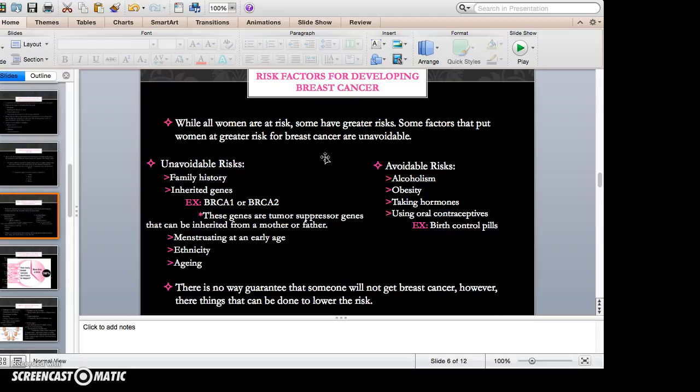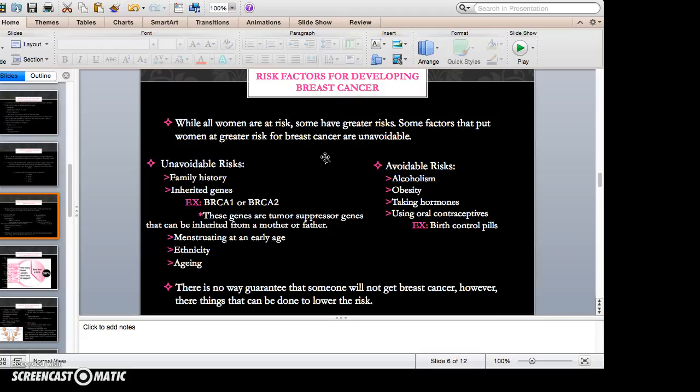While all women are at risk for breast cancer, some have greater risks. Some of the factors that put women at greater risk for breast cancer are unavoidable. Some unavoidable risks include family history and inherited genes such as BRCA1 or BRCA2. These genes are tumor suppressor genes that can be inherited from the mother or the father. Other unavoidable risks are menstruating at an early age, ethnicity, and aging. Some risks that are avoidable are alcoholism, obesity, taking hormones, and using oral contraceptives such as birth control.